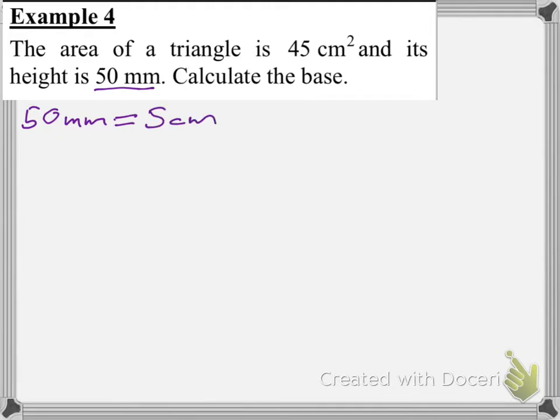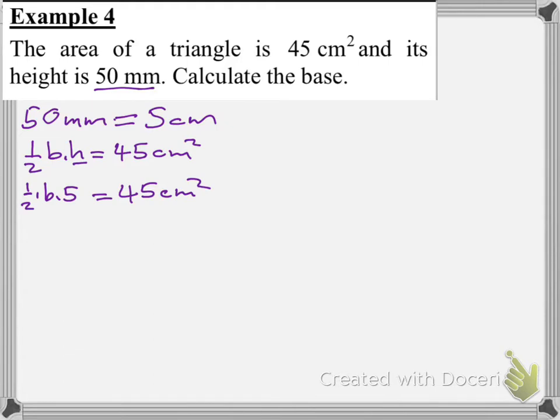Now we know that the area of a triangle is half base times height, right? So this should be equal to 45 square centimeters. Now we are given that the height is 5 centimeters, so we can say half times base times 5 should be equal to 45 square centimeters. So now we have put in the value of the height and the last step is to solve for the base, which is solve for b.